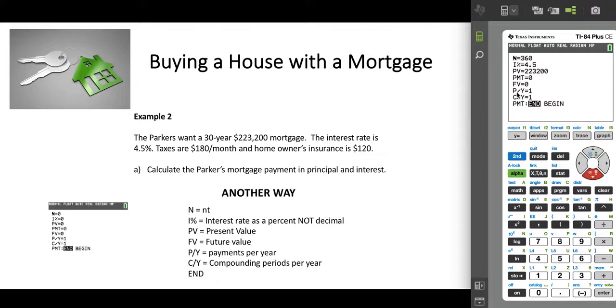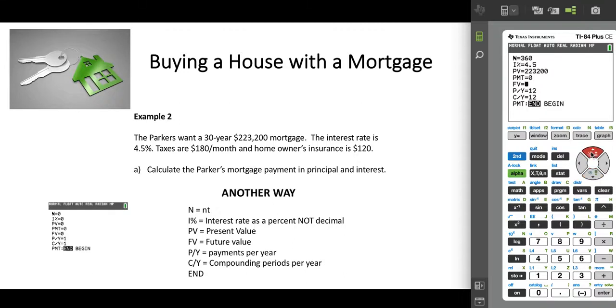How many payments are you making per year? That's 12. And how often is it compounded? That is also 12. Usually, if you populate PY, CY gets populated automatically. They'll match. The calculator wants those to match. But that only will happen if you put PY in there first.